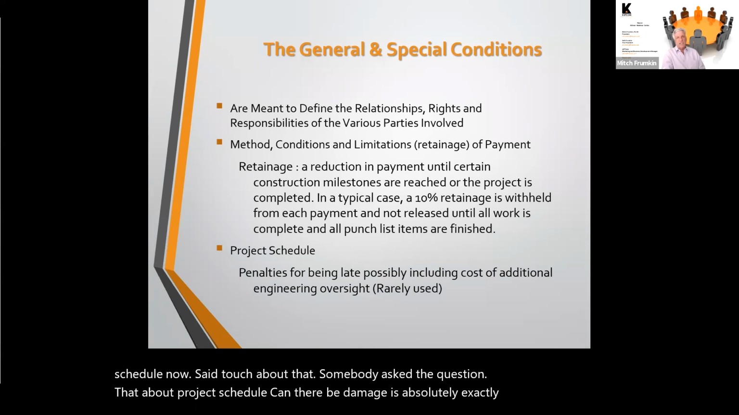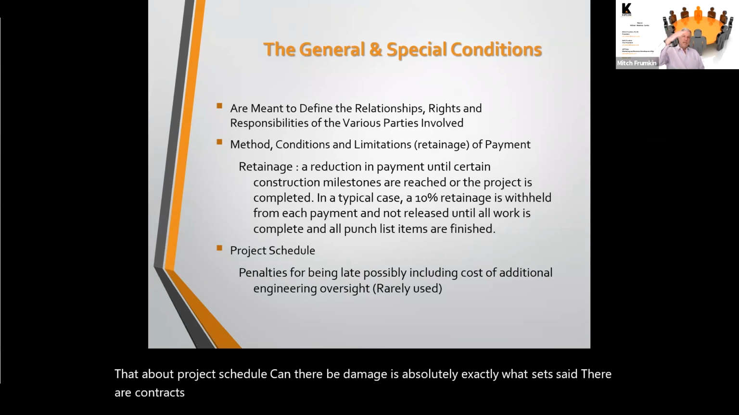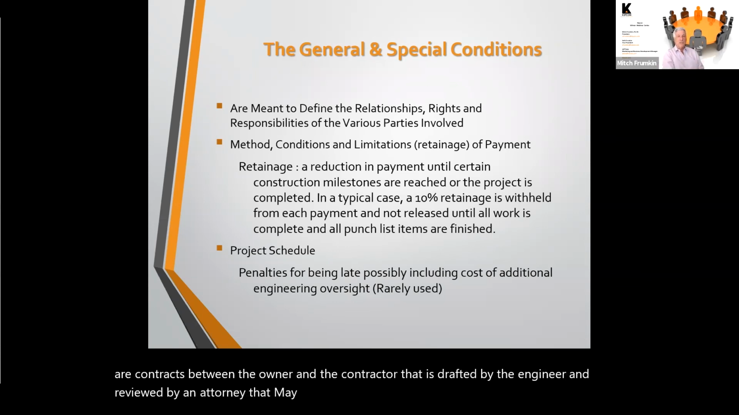There are contracts between the owner and the contractor that are drafted by the engineer and reviewed by an attorney that may say a contractor agrees to complete the job in a week. If they do not complete it in a week, there's a couple of types of penalties. Maybe it costs them money.